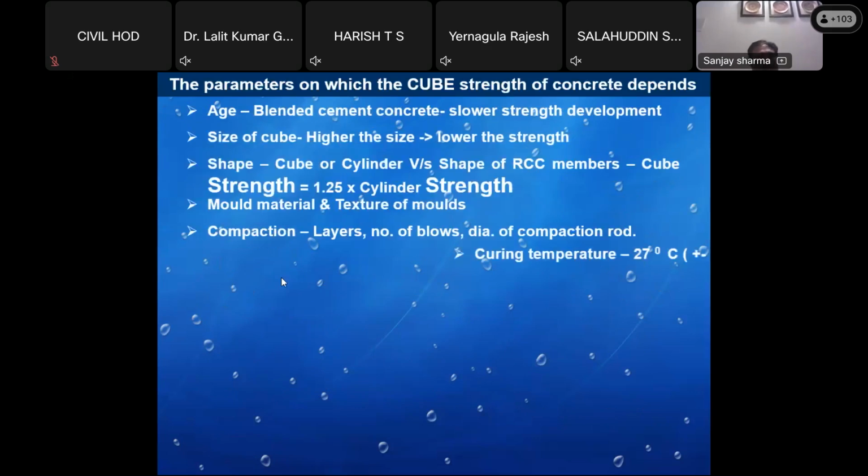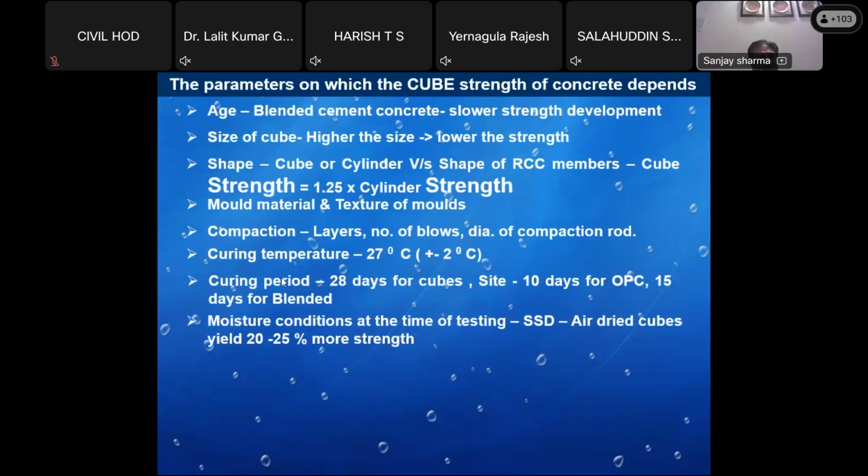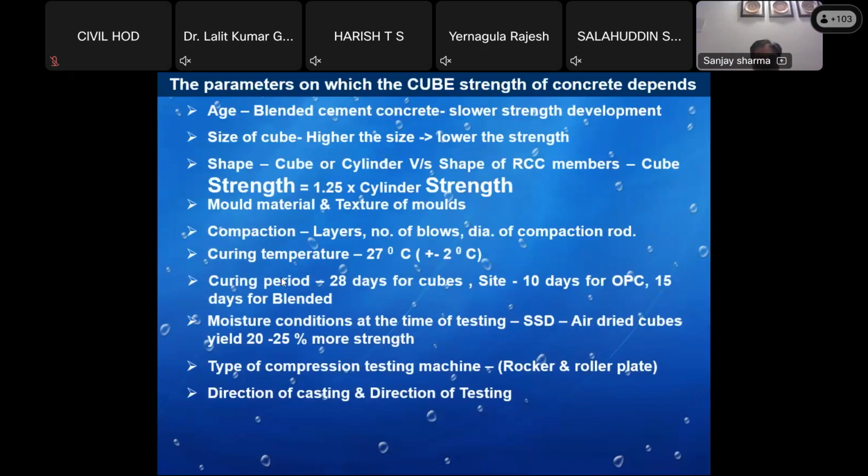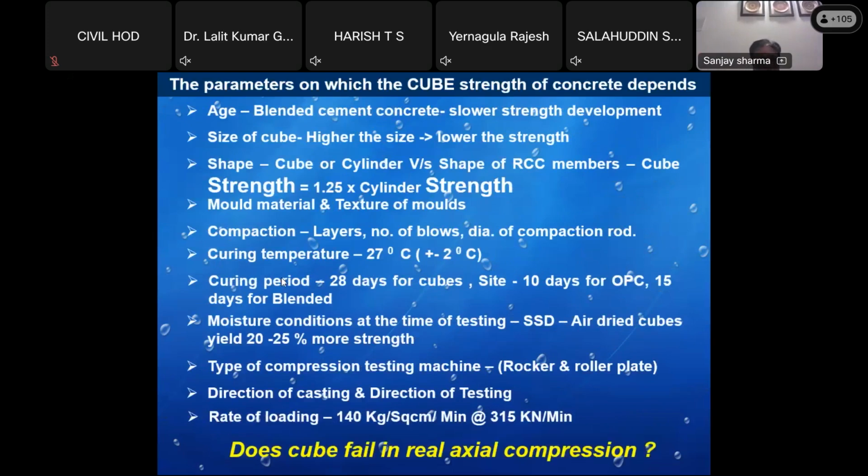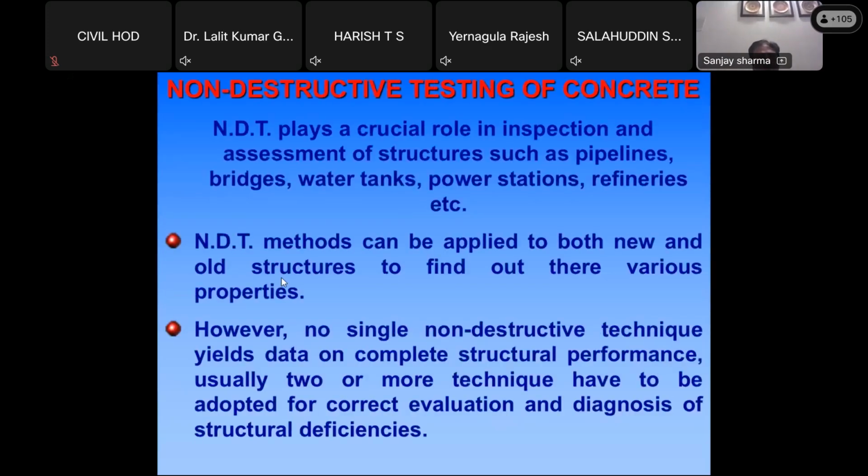The present day data is basically, we generally depend upon the cube strength, but again, sometimes cube strength may also be wrong, because it depends on so many factors: the size of the cube, shape, mold material, compaction, curing temperature, etc. And that may not be proper. So we can use the NDT also for this particular health monitoring.